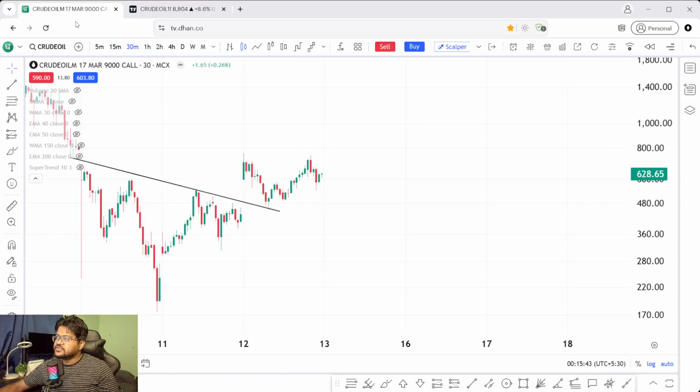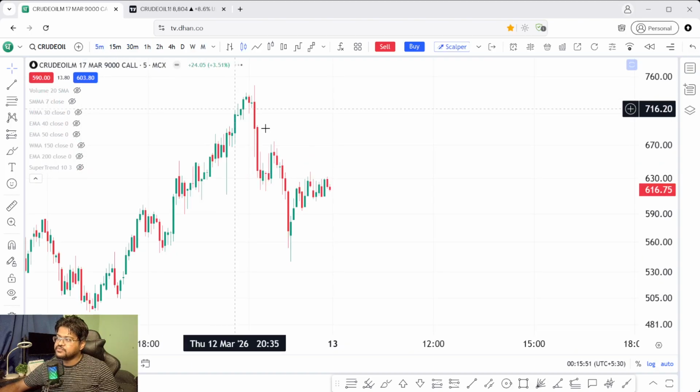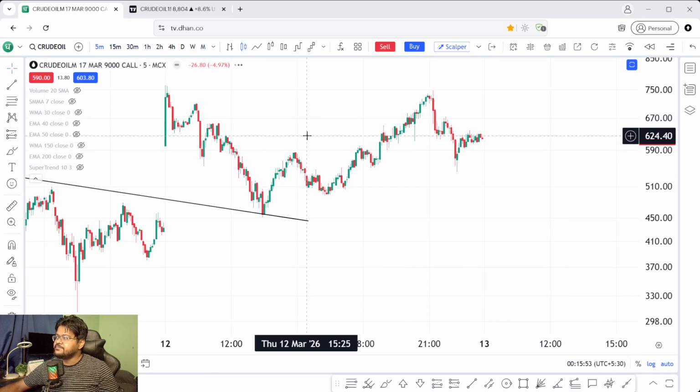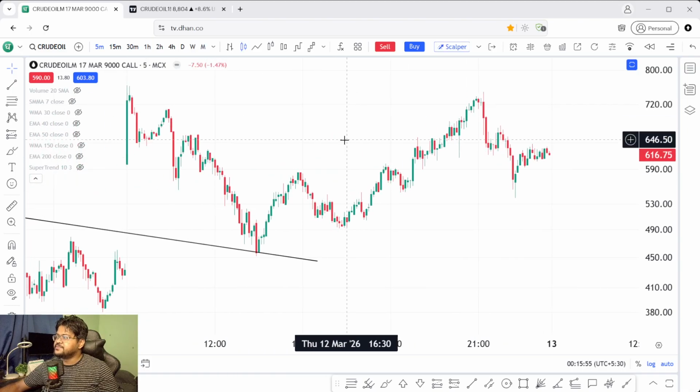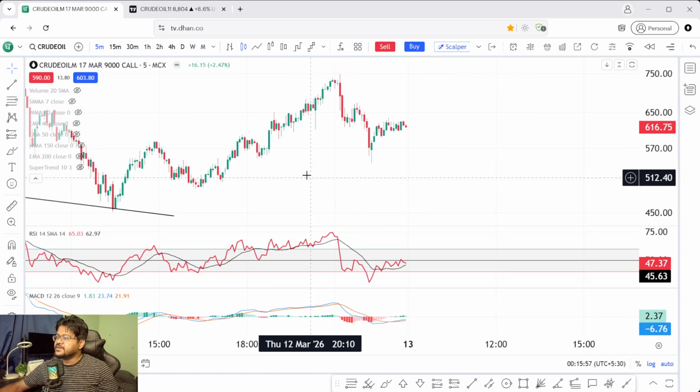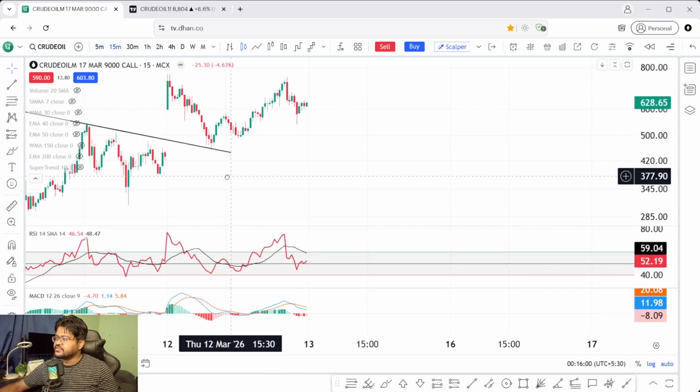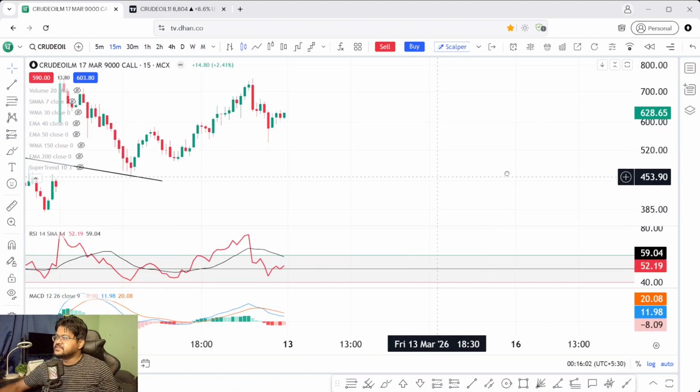So I took the call option for this one, and you can see after the formation of this pattern, it immediately started going up. Now we can go to the lower time frame to see the exact price action. You see, after the formation of this pattern, when we look at the momentum indicators, let's go to 15 minutes for a while so that we can clearly see certain things.